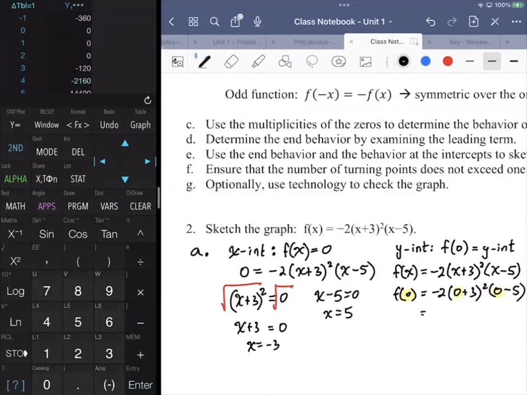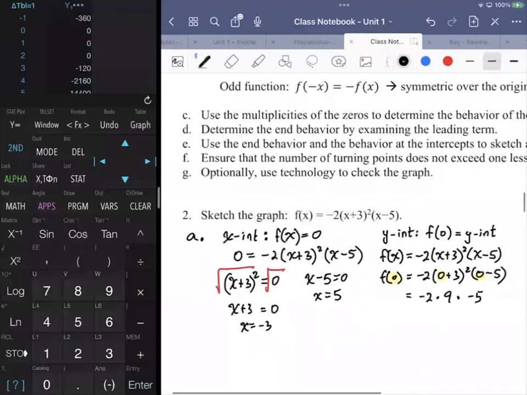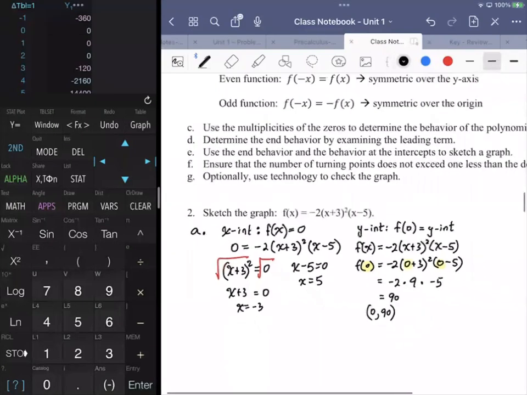-2 times, those would be 3 squared is 9 times -5. So we're looking at 90 here. So I have a y-intercept of (0, 90). I like to do the math before I go too far down the road of creating the sketch, because I don't want to find out the hard way that I should have scaled my graph after I already started making my graph, most likely in ink. At least that's how I am.